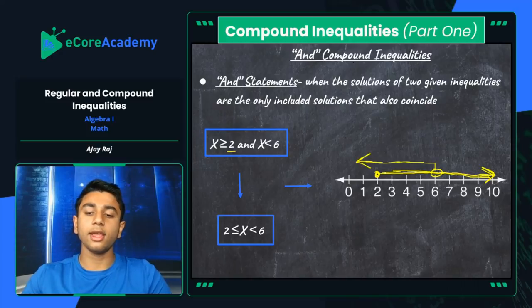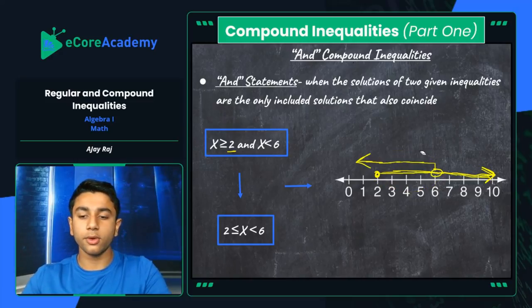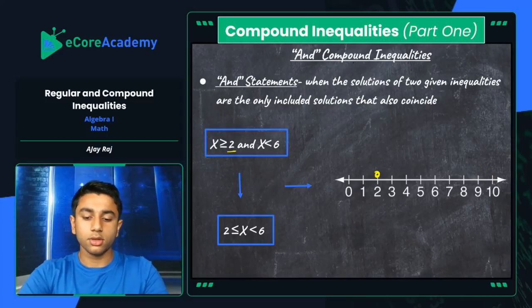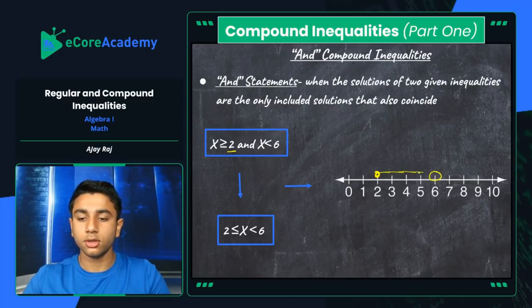Now, the only way that both of these inequalities will work is if this set of value points work, because this is the intersection of both inequalities. That's all your AND statement is. It's when both inequalities intersect. Therefore, your inequality would merely remain as your AND statement, 2 is less than or equal to x, which is less than or equal to 6. All valid points.